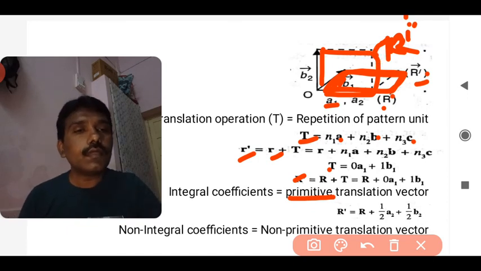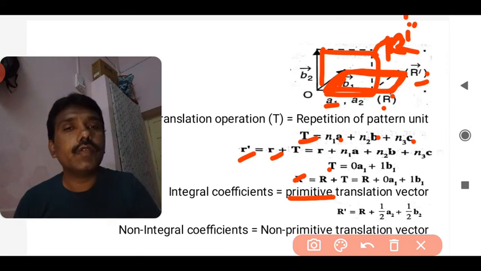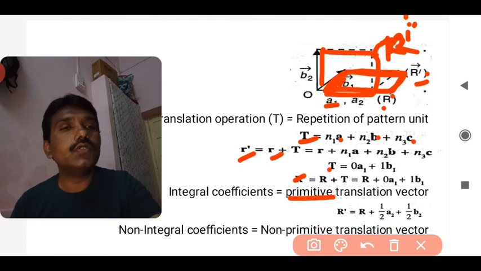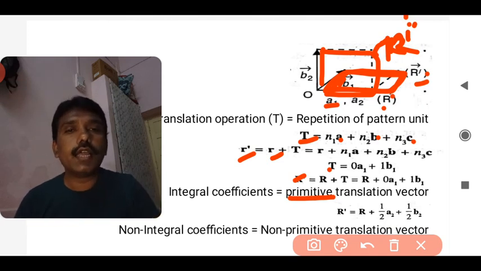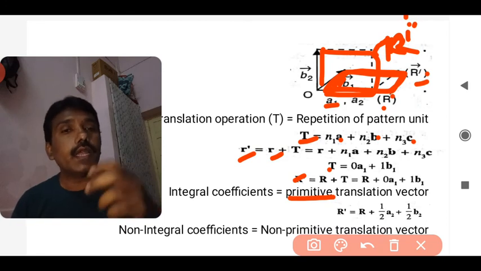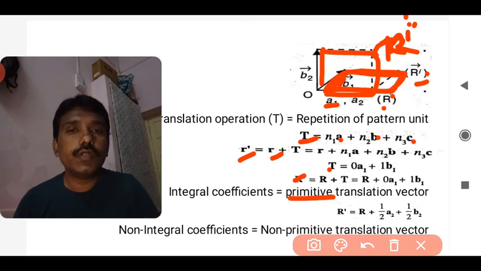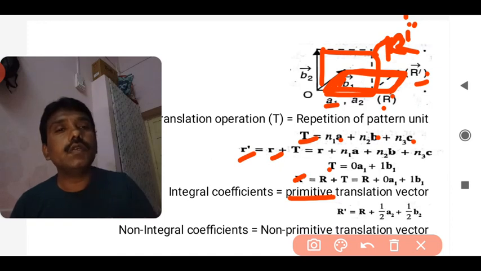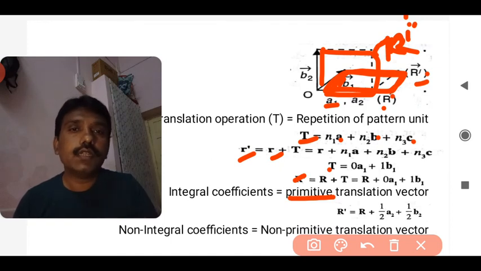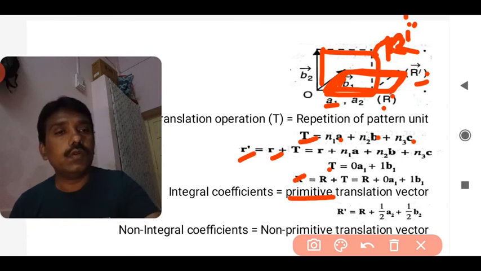Now here the translation vector is very important. That is, r dash is going to be formed with the translation r plus half a2 plus half b2. That means non-integral coefficients are going to be used, and such a translation vector with non-integral coefficients is called a non-primitive translation.